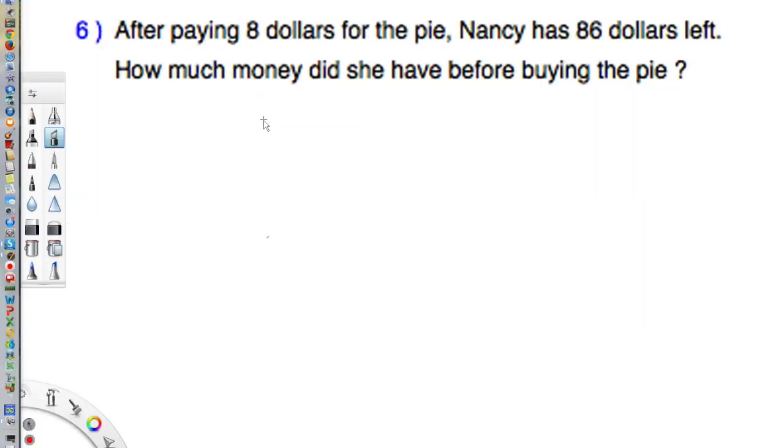Okay, problem number 6. After paying $8 for the pie, Nancy has $86 left. How much money did she have before buying the pie? Okay, so this is the total amount of money that she had, we'll call M. She spent $8 for the pie, that's minus 8. And after spending $8 for the pie, Nancy had $86 left over. Here's our equation: M minus 8 equals $86. M is the total amount of money she started with.